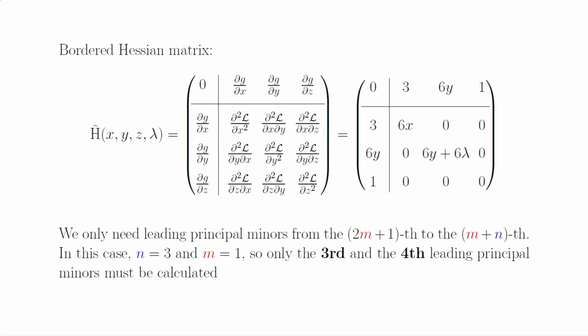Now, we have to decide which leading principal minors we are going to compute. The first leading principal minor that you must always consider is the one of order 2m plus 1. And the last leading principal minor will always be the one of order m plus n, which is the determinant of the full bordered Hessian matrix. In this case, n is equal to 3 and m is equal to 1. So we only have to consider the third leading principal minor, which is the determinant of this 3 by 3 matrix, and the fourth leading principal minor, which is the determinant of this 4 by 4 matrix.